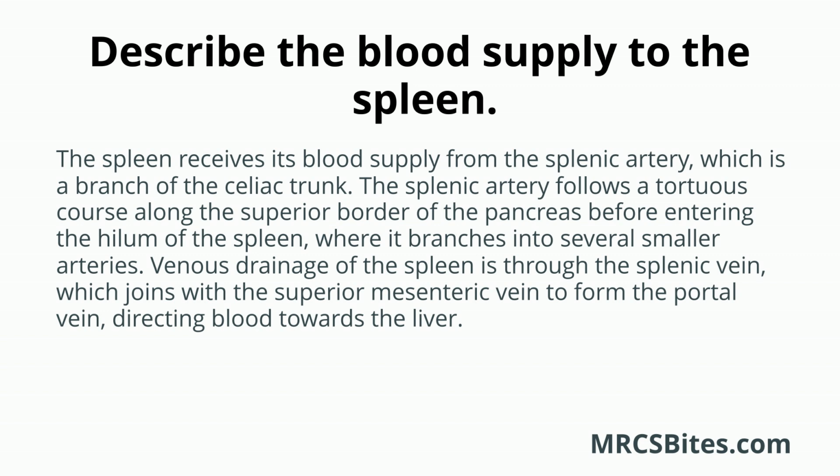Venous drainage of the spleen is through the splenic vein, which joins with the superior mesenteric vein to form the portal vein, directing blood towards the liver.